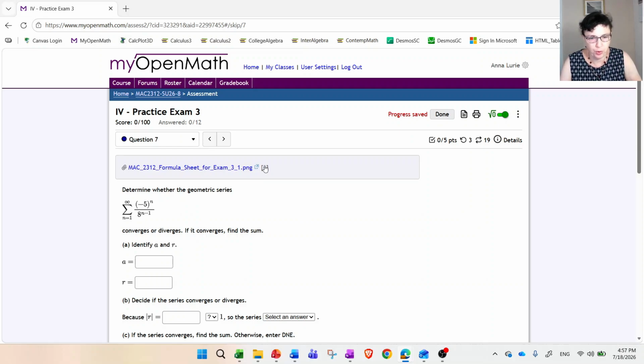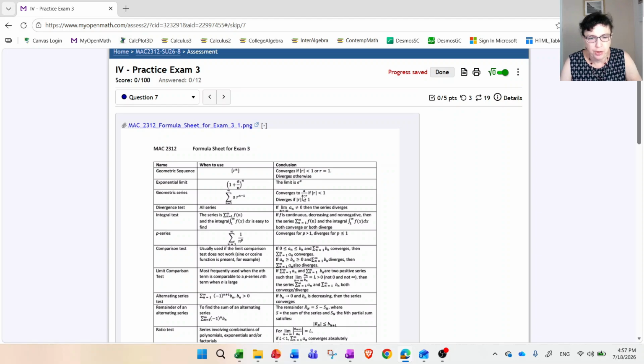So according to our formula sheet, these things converge when the absolute value of r is less than 1. So basically every term is obtained from the previous one by multiplying by r, and then you add up all the terms. And it turns out they would add up to a divided by 1 minus r if the series converges. If it diverges, obviously there's not going to be any sum.